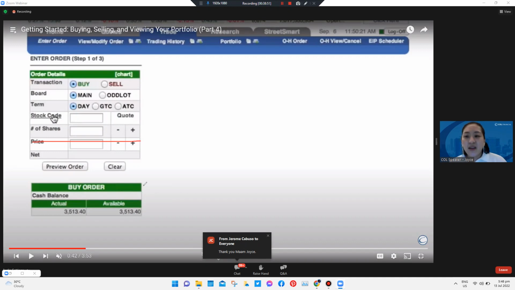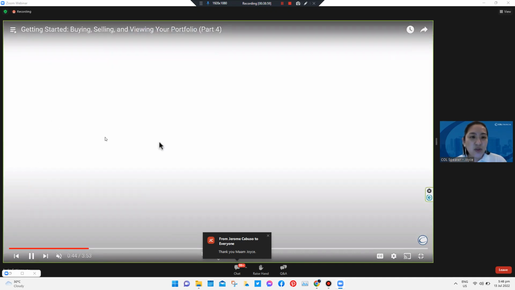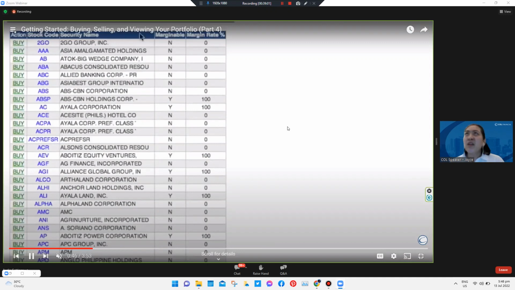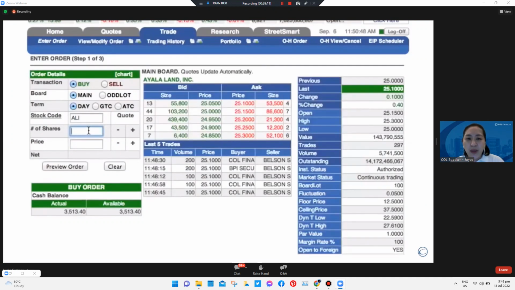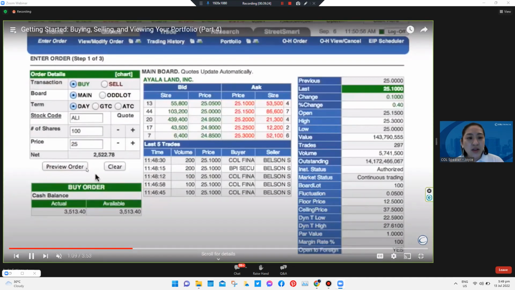Now, all you have to do here is fill in this order sheet. Think of it like an order sheet, okay? So put in the stock code. You can choose from here or you can type it in. Once you type it in, the price will appear on the right side right away so that you know the prices while they're moving. Just put in the number of shares and the price that you want. Then click preview order here so that you get to see this.